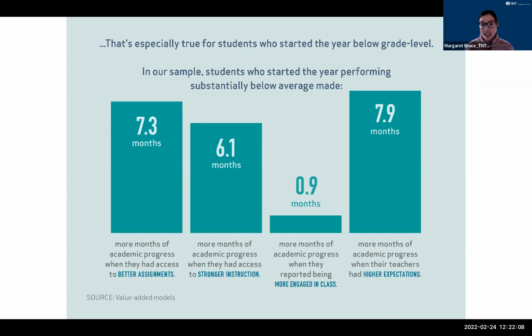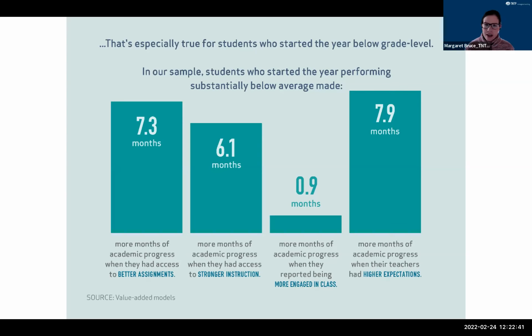Students that were deeply engaged grew 1 additional month in a single year. Students with teachers who believed that they could succeed grew about 8 more months in a single year. Students with more access to grade level assignments grew about 7 more months in a single year. And students who had access to strong instruction not only grew 6 additional months, but were over 30% more engaged.